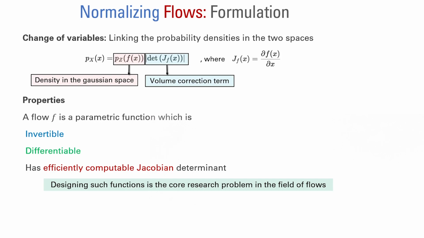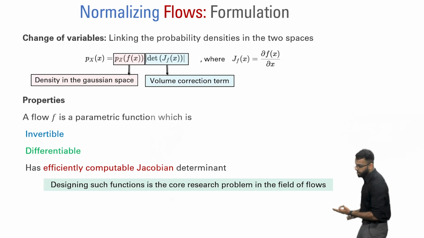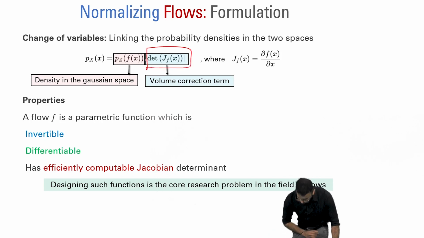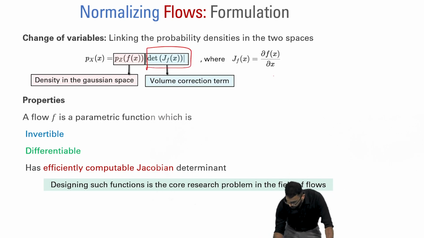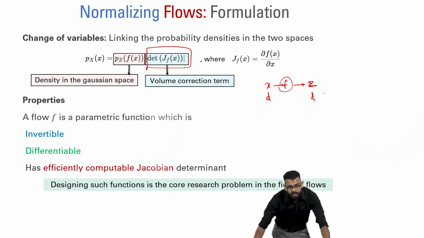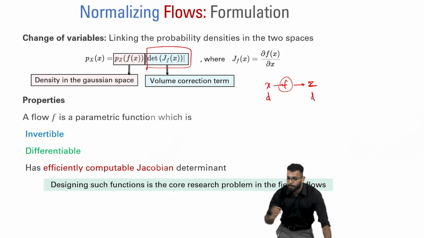Now, in addition, you also need a third thing, which is that you should have a way of computing this Jacobian determinant in an efficient way. Because if you have a transformation f that transforms x into z, and you want the function to be invertible, what should be the dimension in both spaces? If I have d dimensions here, and I want the function to be invertible, I cannot have a dimension smaller than d here, because then I'll lose information. I do not have a one-to-one map.